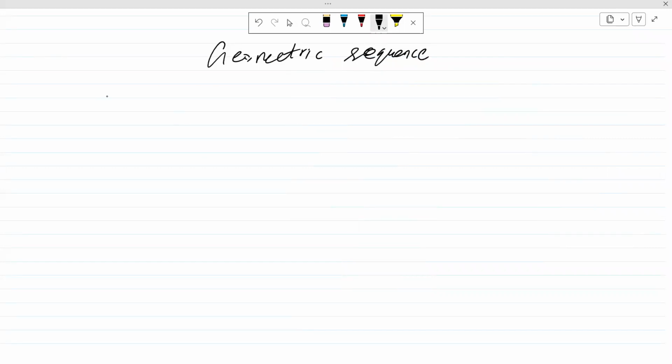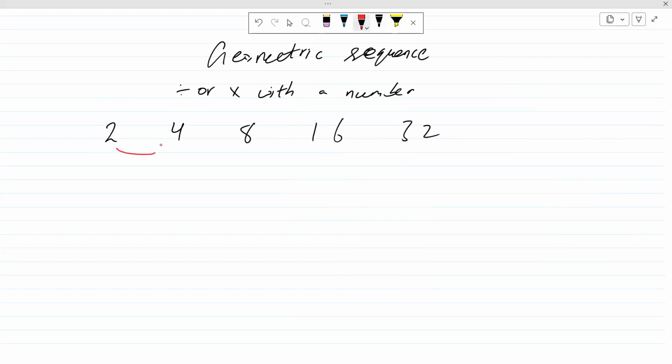Geometric sequence is something like when you divide or multiply with a number. Example, what is this sequence? 2, 4, 8, 16, 32. What is happening here? I think we saw this before also. It's just multiply by 2 every time.